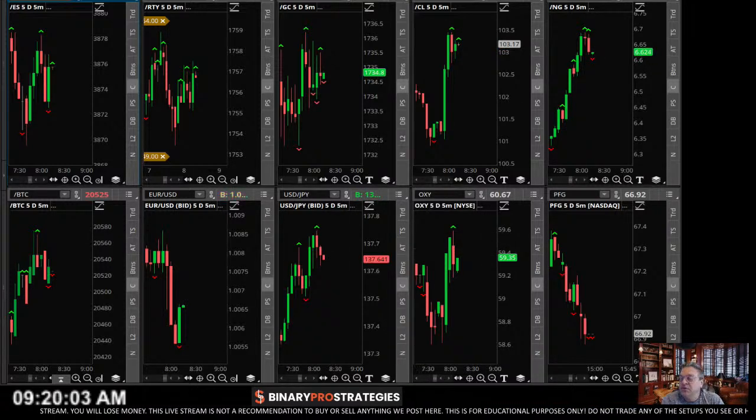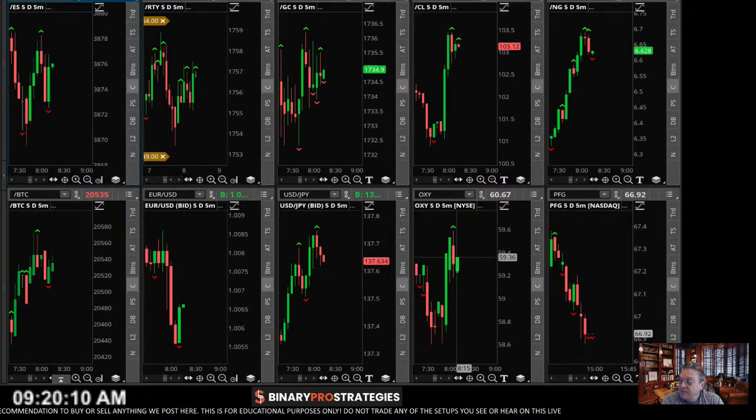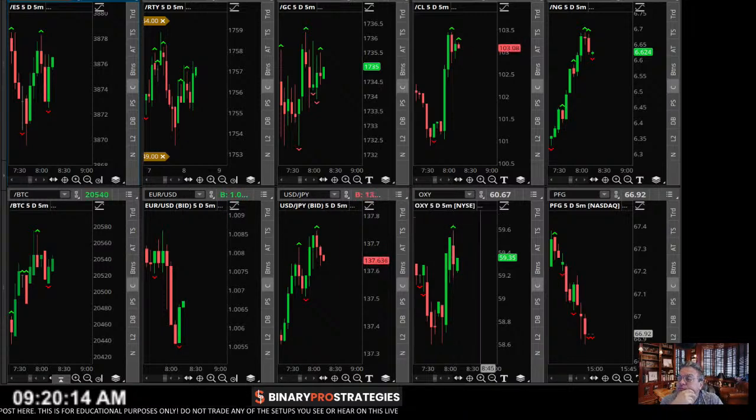Looking at some of these other charts here, looking at Oxy. This is one of the stocks I follow quite a bit. Had a nice little buy on Oxy on Friday.